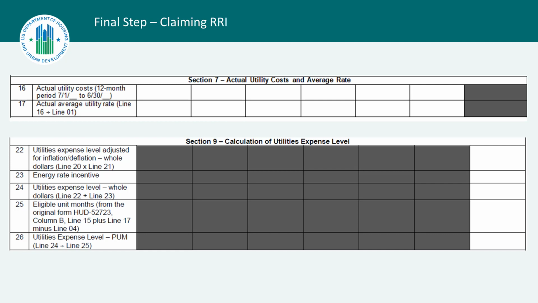This is a screenshot of Section 7 and Section 9 of the Form HUD 52722. The actual average rate is line 17. The rate reduction incentive is line 23.